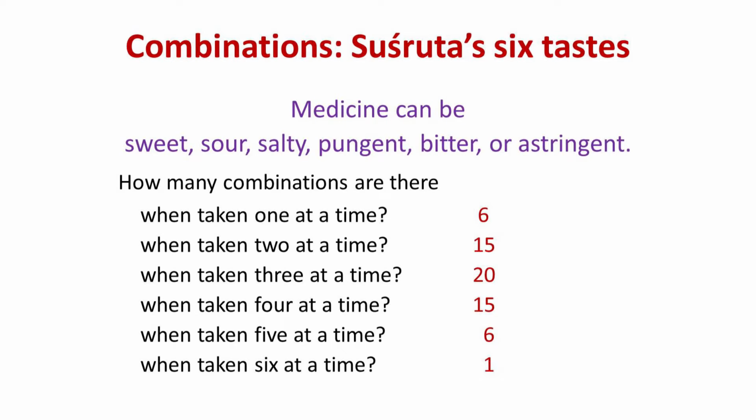So the number of these are shown here. For example, if you take 1 at a time, of course, there are 6 of them. If you take 2 of them, you've got sweet, sour, sweet, salty, sweet, pungent, and so on. And there are 15. Take 3 at a time, you get 20. Taking 4 at a time, of course, you realize that if you choose 4 out of them, it's the same as choosing 2 not to include. So the number will be the same as the 15. And then 5 at a time is the same as choosing which one to leave out. And then 6 at a time there's just one way of doing that.